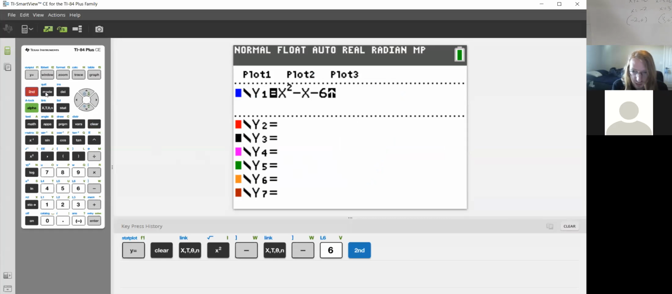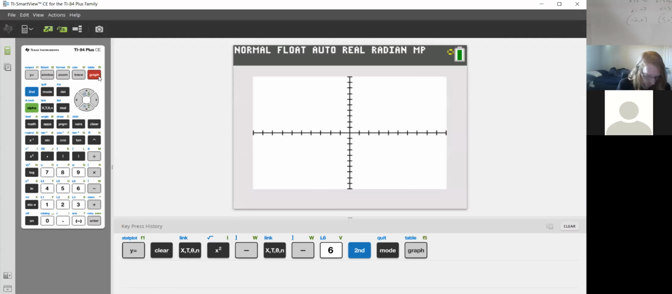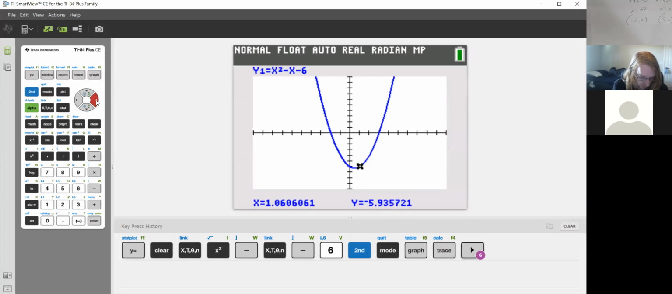I want to exit out of it. I hit second quit to exit out. So now I have my function in my y1 variable. If I go to the graph, hopefully it's graphed. It's from -10 to 10, which I think is the normal thing it usually does. If you trace, it will trace along your line. You could probably get pretty close with the trace, but that's not what we want to do.